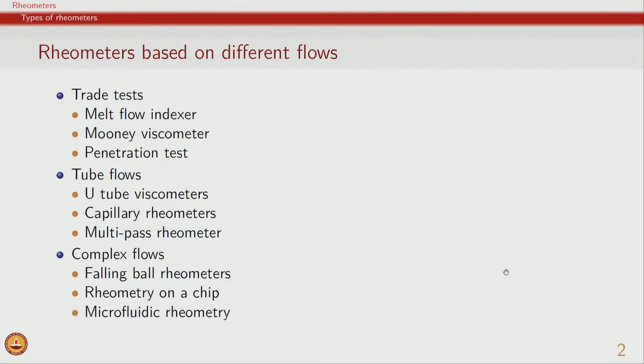So, these are all examples of what are called Poiseuille flow, in which case a pressure is imposed on the material, and the material flows in predominantly shear mode inside a tube. Most often, the tube has a circular cross section.